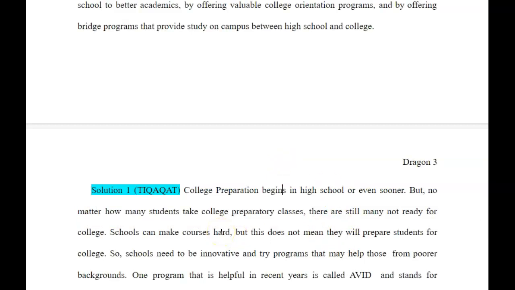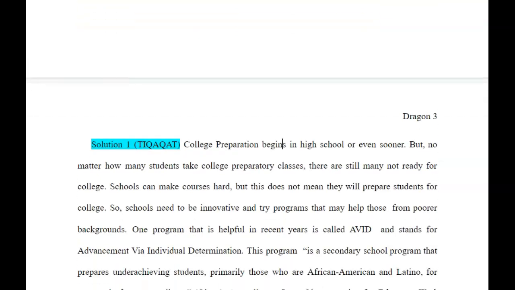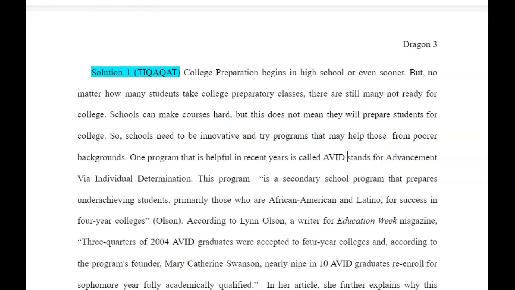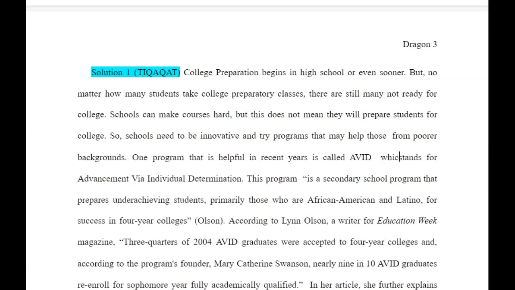So again, college preparation is important in high school. So that was part of my thesis statement. Schools can make courses hard, but this does not mean they won't prepare students for college. So schools need to be innovative and try programs that may help those from poor backgrounds. One program that is helpful in recent years is called AVID, which stands for, editing as I go, Advancement via Individual Determination.